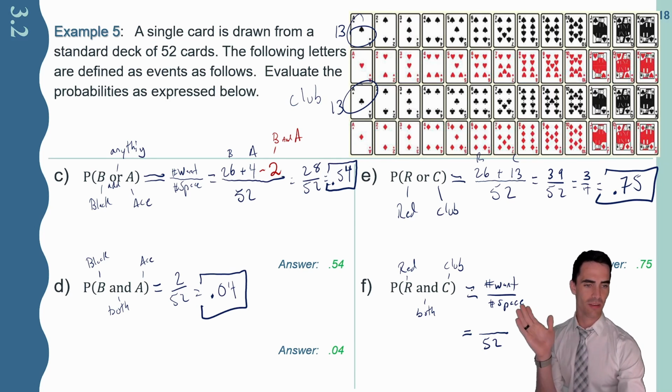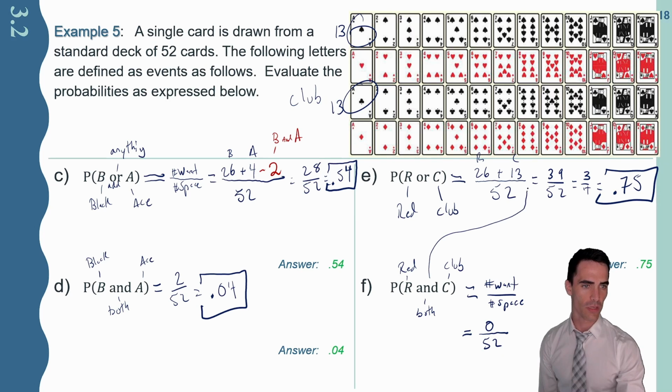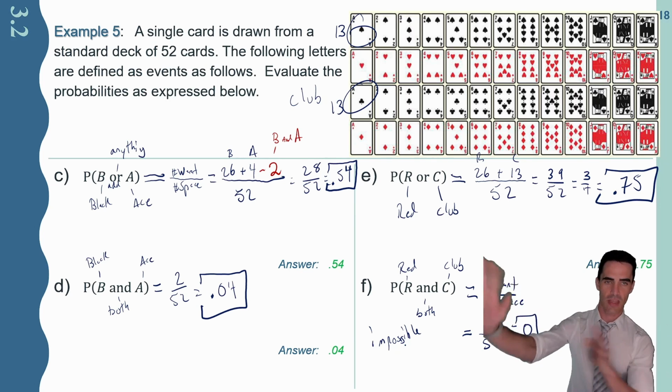What's the overlap here? Trick question, kind of. There's no red and club. It's impossible. In fact, that's what bore out over here, that I didn't have to minus anything at all, right? 26 plus 13, I had no overlap. I had nothing to subtract or take out. So go figure, I have nothing to count for red and club. And so what's the probability? It is exactly impossible. It's 0. Impossible. Never going to happen.